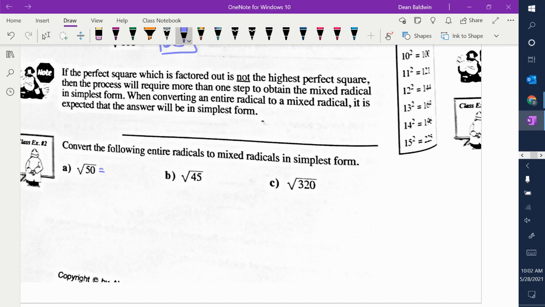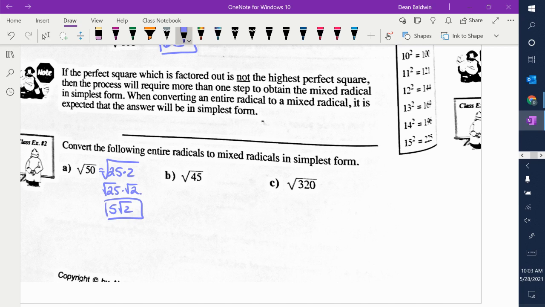Sorry? Square root of 5? Yes, 25. So in other words, what number, when you square root it, gives you a whole number that would multiply to 50? So 25 and 2, okay? Which we can rewrite as root 25 times root 2. What's the square root of 25? Thank you. So it's 5 root 2.